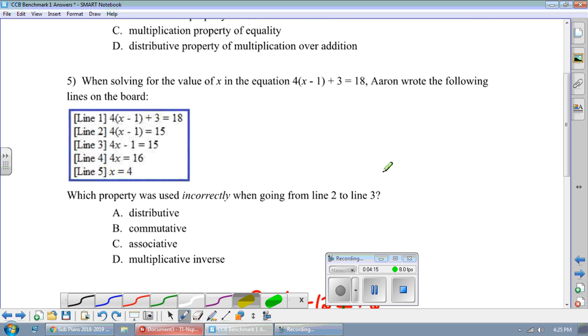Number 5, when solving for the value of x in the equation, Aaron wrote the following lines on the board. Which property was used incorrectly going from line 2 to line 3? So we only care about line 2 and line 3. Everything else doesn't matter. When we look at line 2 and line 3, the parentheses are gone. Which property says the parentheses go away? Distribution. The part that they messed up was doing the 4 times the 1. They said it's 1. That's not true.